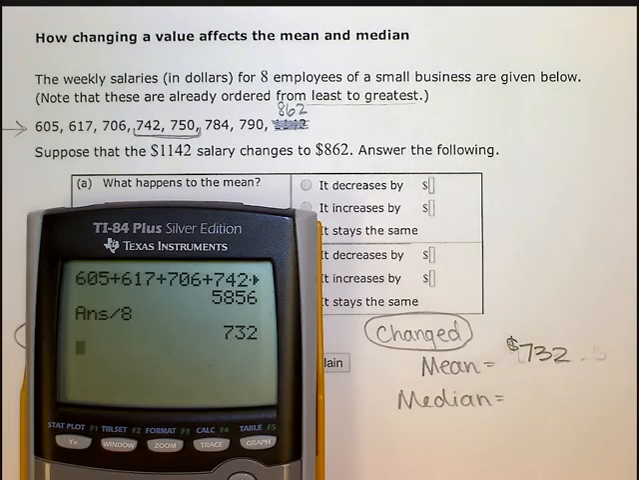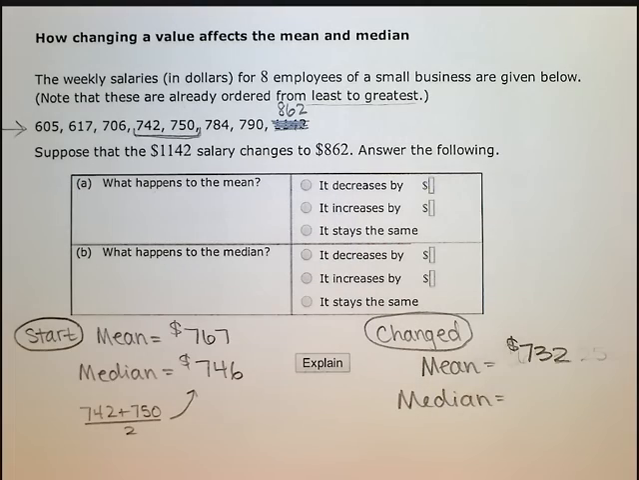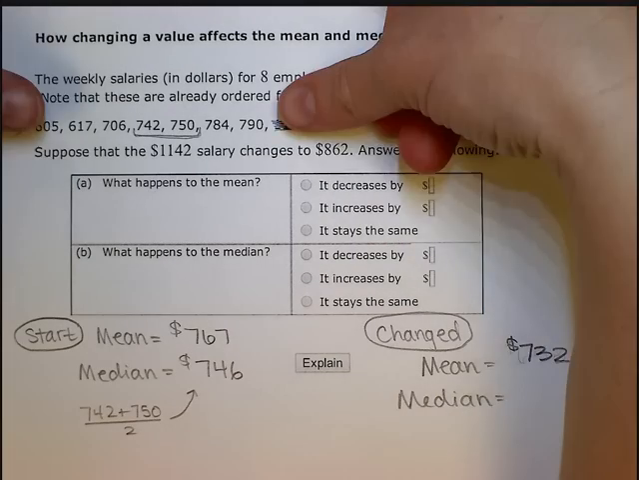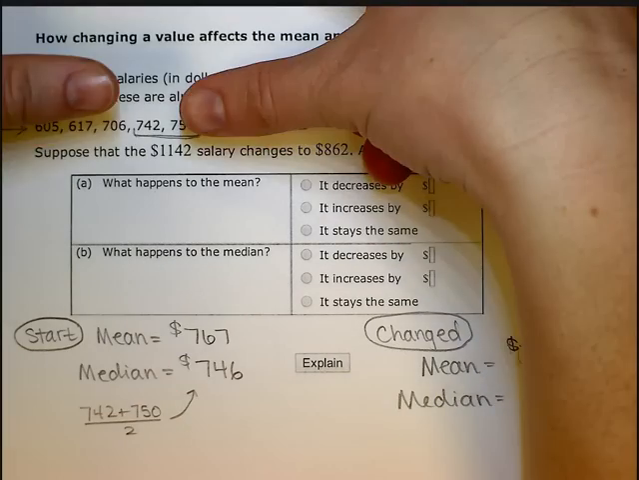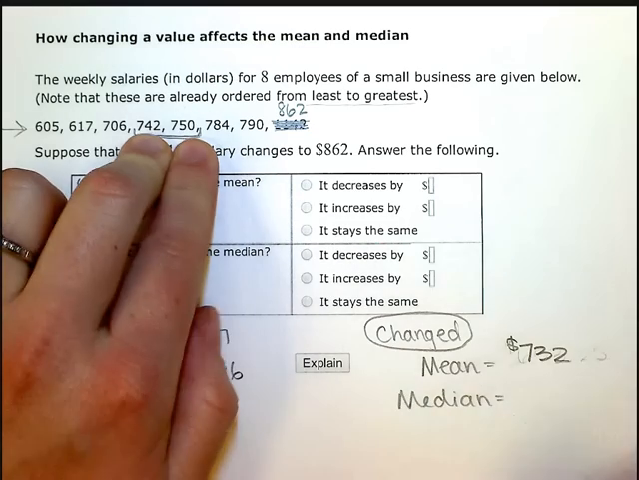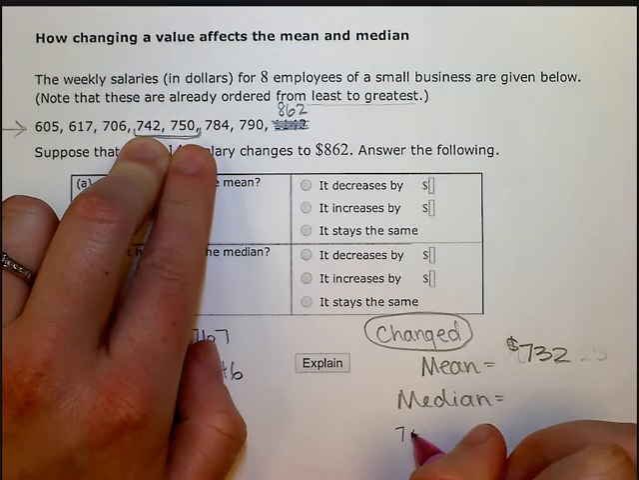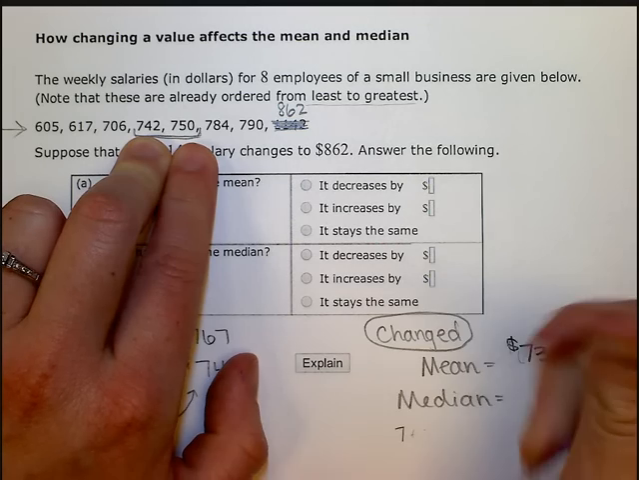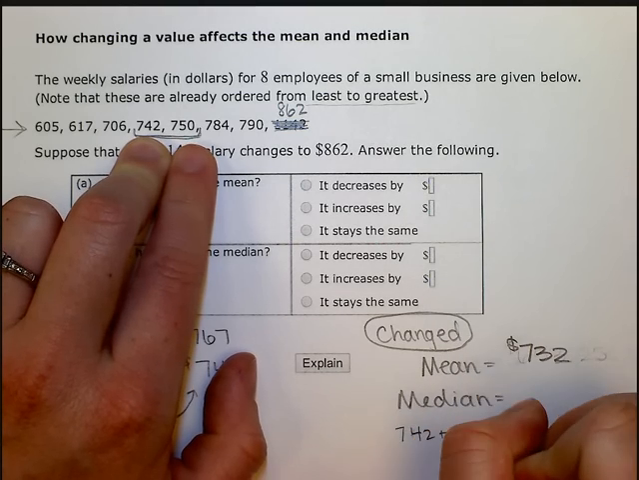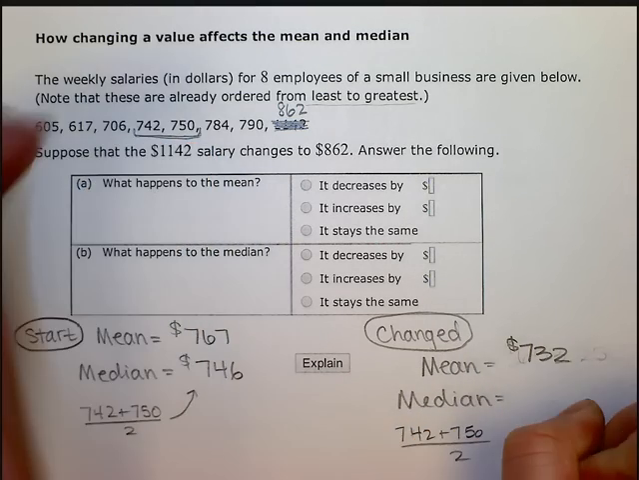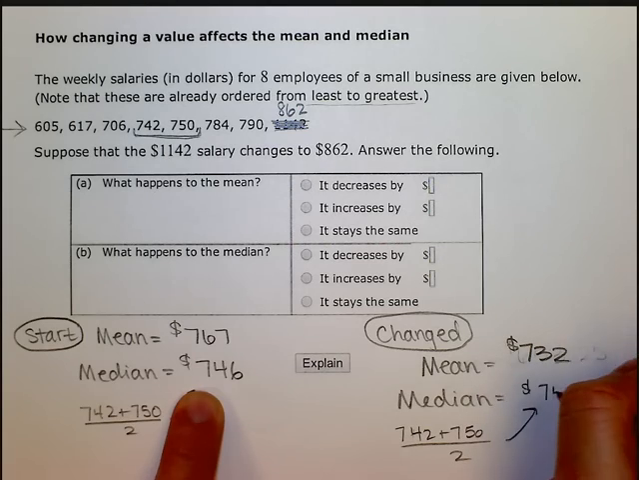Okay, good. Now my median I find the same way again. I have to count from the middle. 1, 2, 3. These two numbers are still the middle, so I still have to average those two. So I'm going to do 742 plus 750 divided by 2. And because that's the same as over here, I'm going to get the same answer.